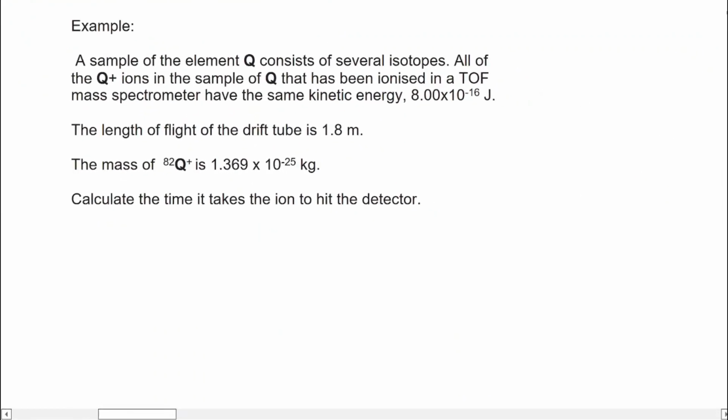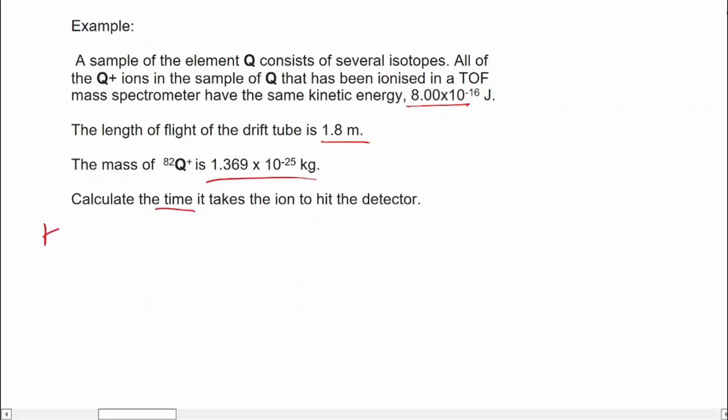And in my example here, we've got Q again. We've got a standard kinetic energy of 8 times 10 to the minus 16 still, but we're told that the tube is 1.8 meters long. Now we're going to assume this question is completely independent from the question before, so that we don't need to use a ratio way of solving these problems or anything like that. We'll be following a very simple methodology that's exactly the same as before. Okay, we're going to calculate the time taken.